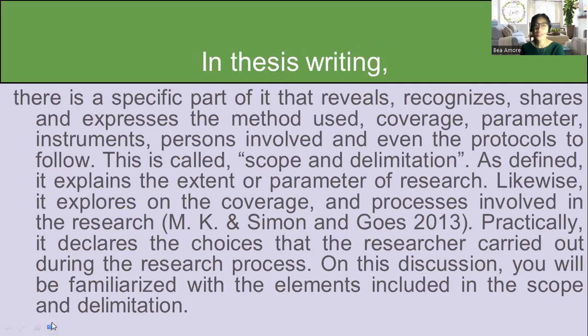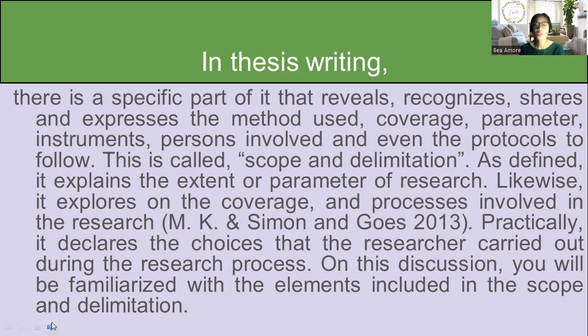In thesis writing, there is a specific part of it that reveals, recognizes, shares, and expresses the method used, coverage, parameter, instruments, persons involved, and even the protocols to follow. This is called scope and delimitation. As defined, it explains the extent or parameter of research. Likewise, it explores the coverage and processes involved in the research. Practically, it declares the choices that the researcher carried out during the research process.